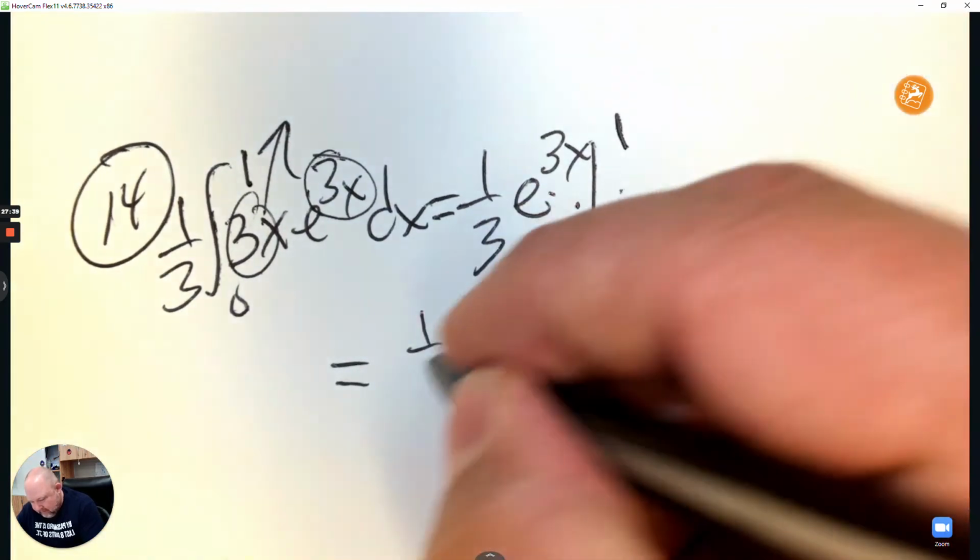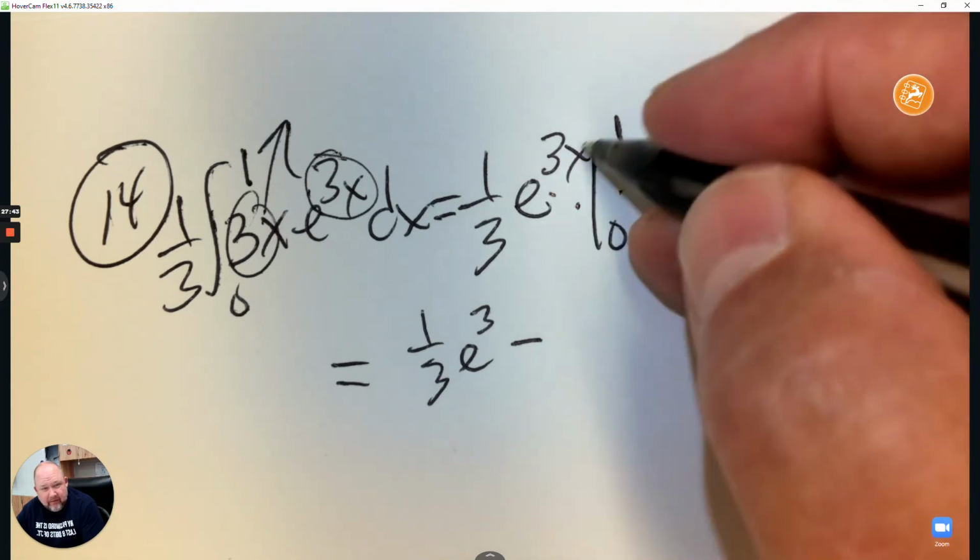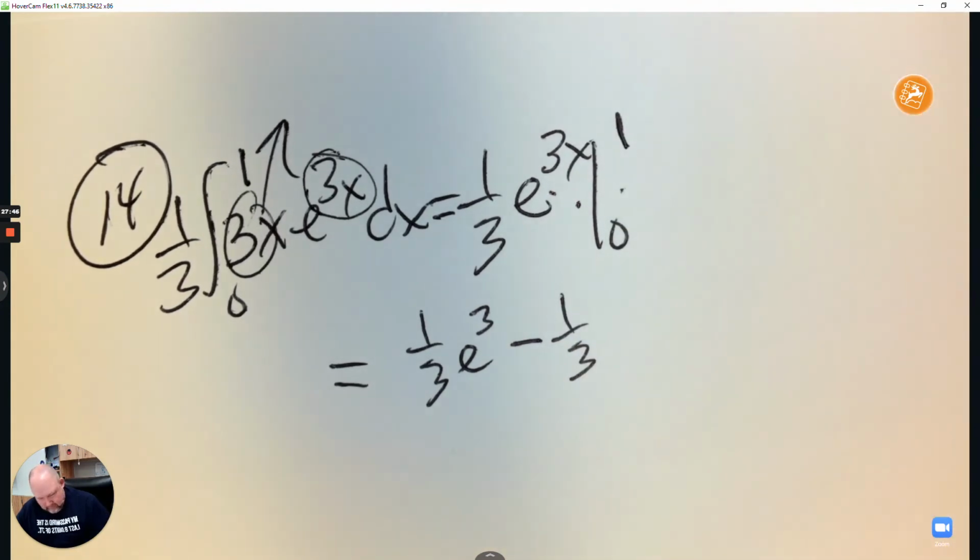So first the 1, subtract, and then the 0. When you plug in 0, it's just 1/3, and you have your answer. Number 15.